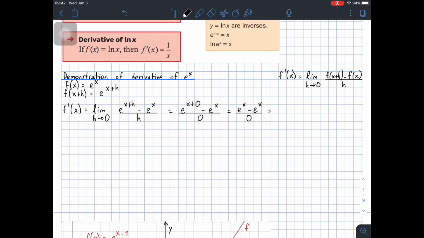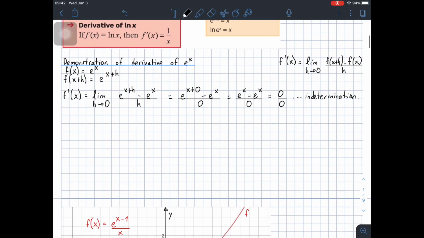e to the power of x minus e to the power of x is 0 over 0. So this is an indetermination, which I need to solve, right? Okay, so how do we solve this?